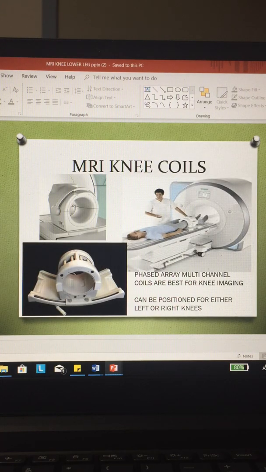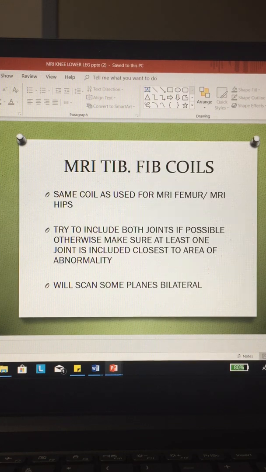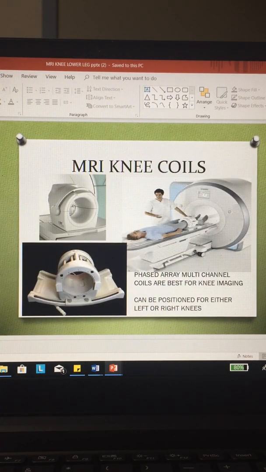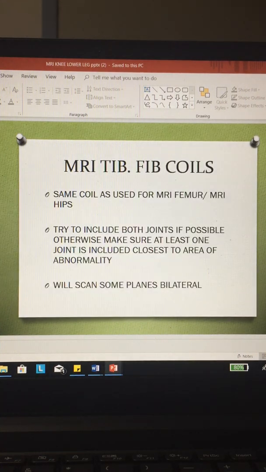Setting up for the knee is pretty easy because we just put the knee into basically what looks like a small head coil, okay? We can scan left or right knees because we can slide the coil to the right or to the left, depending on what knee you are setting up. The tib fib, we're going to use the same coil as we do the femur. We can try to get both joints in, but if you can't, again, get that closest joint.